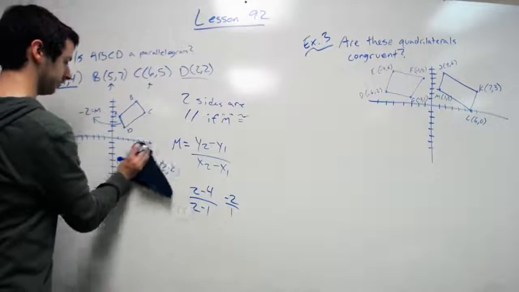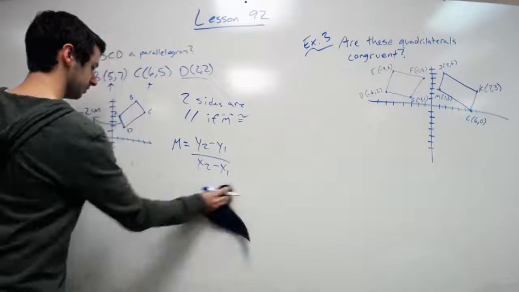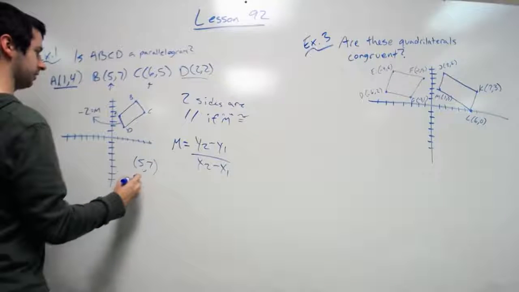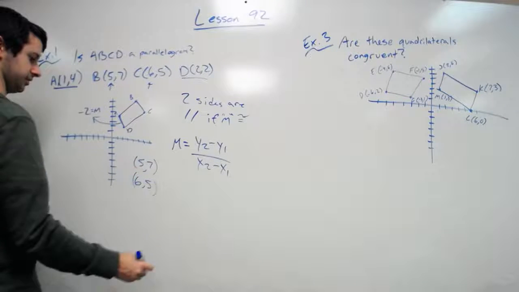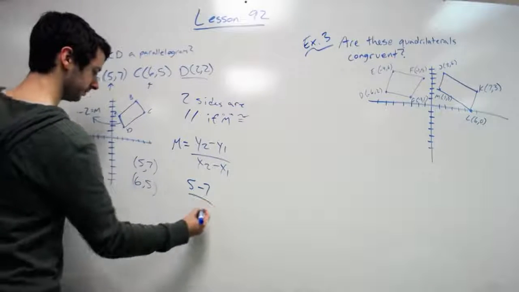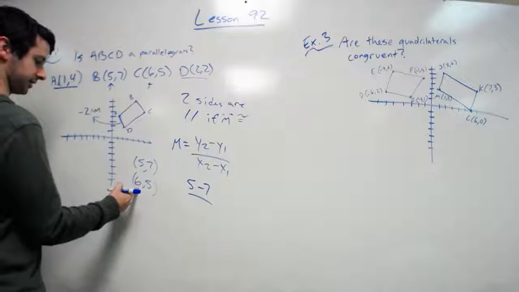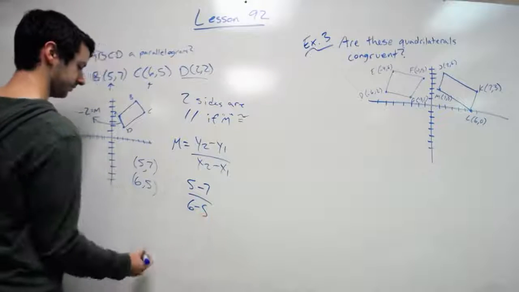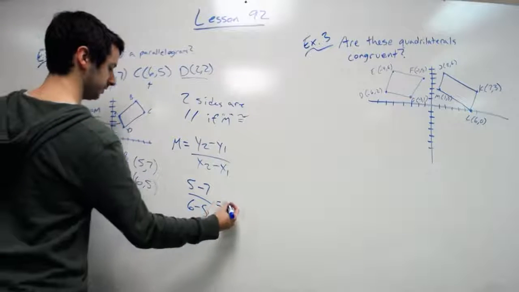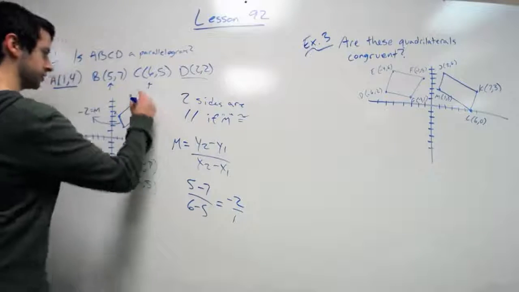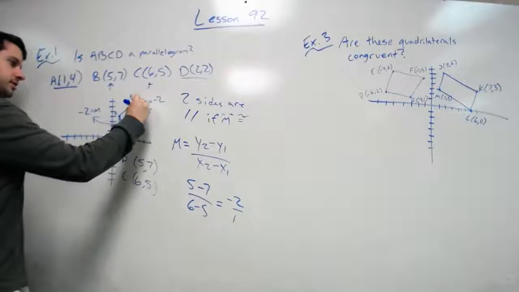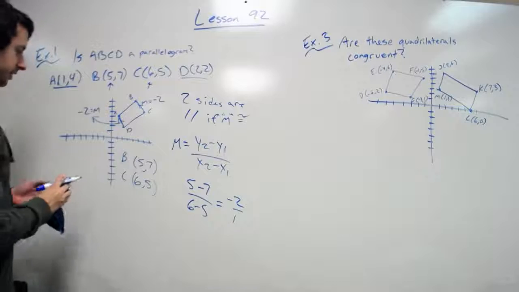So looking at slope BC, my coordinates here are 5, 7 and 6, 5. So y2, I'll call it 5 minus 7 over x2, 6 minus 5. So that solves to be negative 2 over 1. So my slope here is negative 2. So as of now, I can say these are parallel. So that's half the battle.